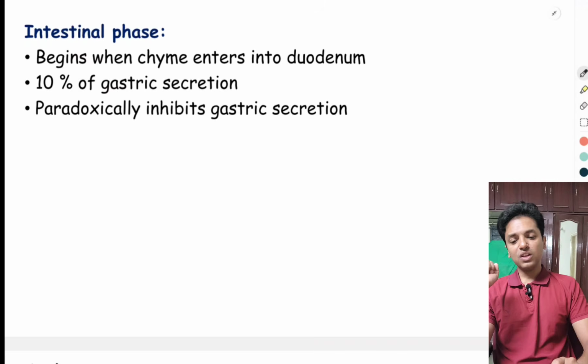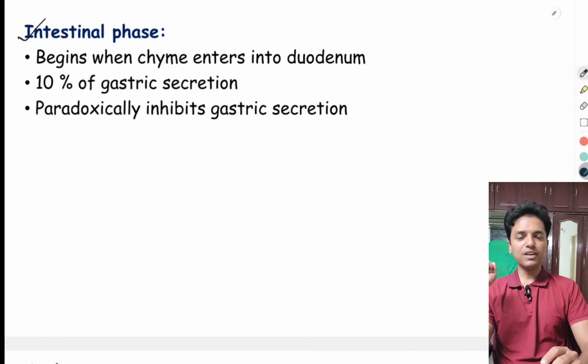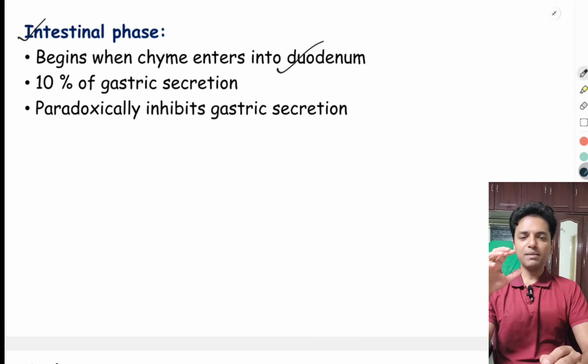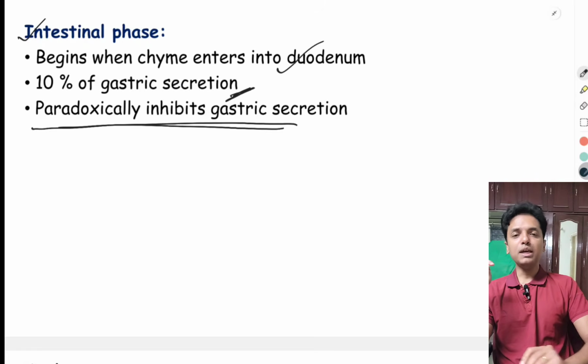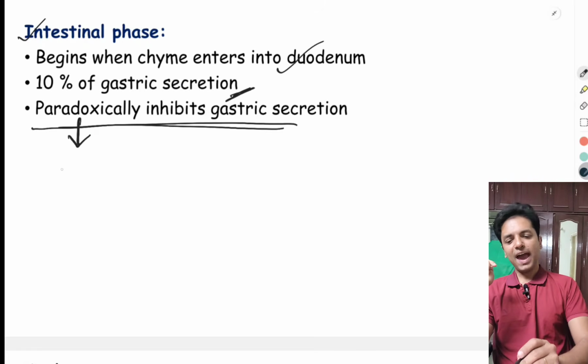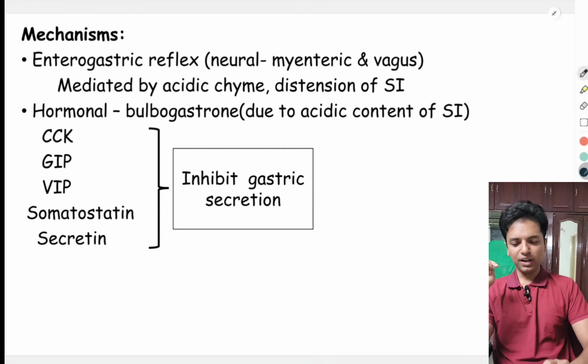Next, let's enter into the last phase of gastric juice secretion, which is called the intestinal phase. This begins when the chyme enters into the duodenum. Very little secretion occurs during this phase, contributing a maximum of 10%, but basically this is a phase where there is inhibition of the gastric secretion, and this inhibition is again under the control of both neural and hormonal elements.